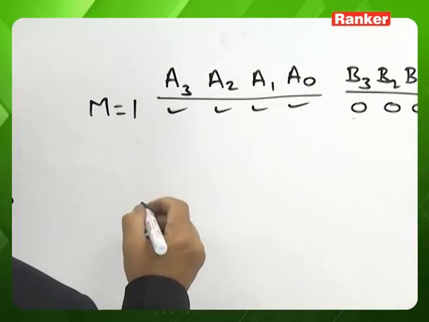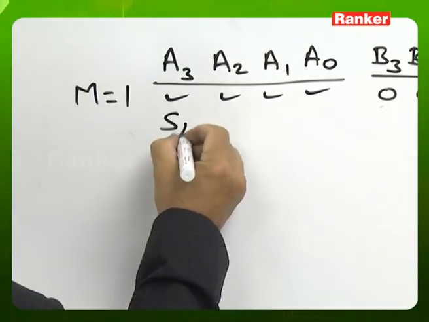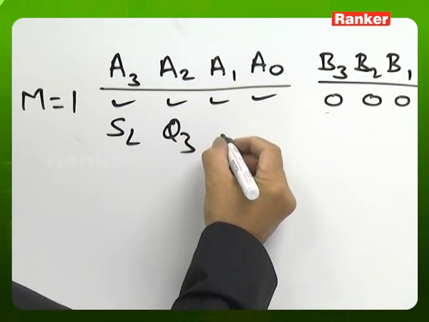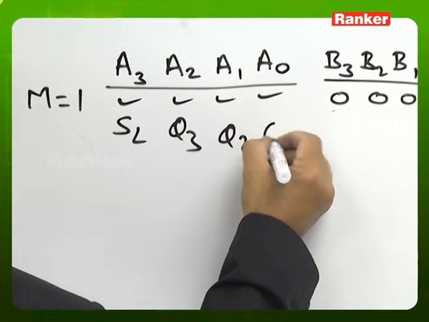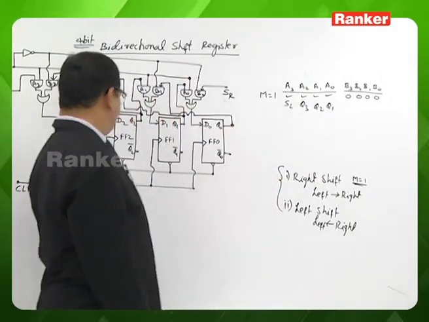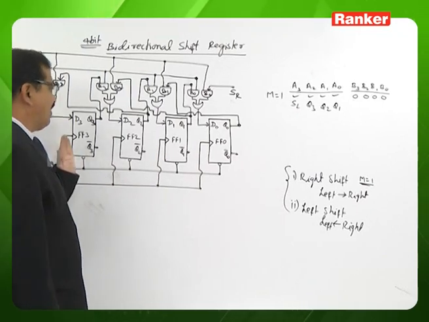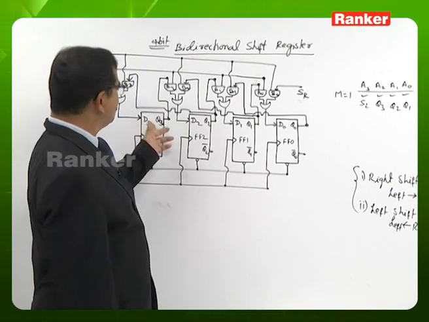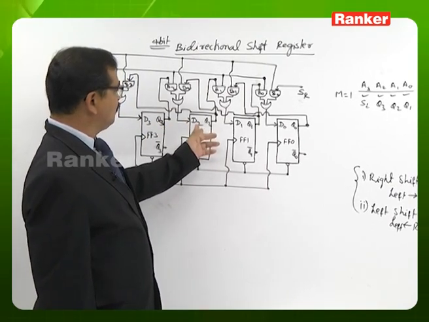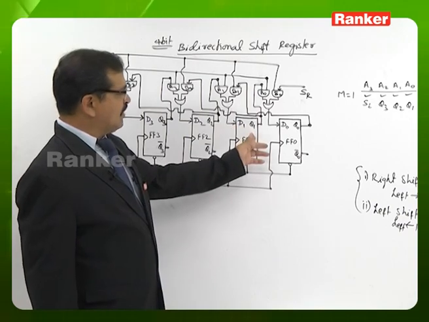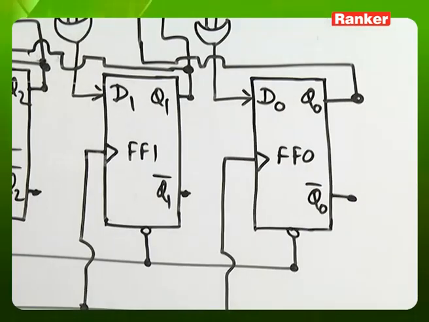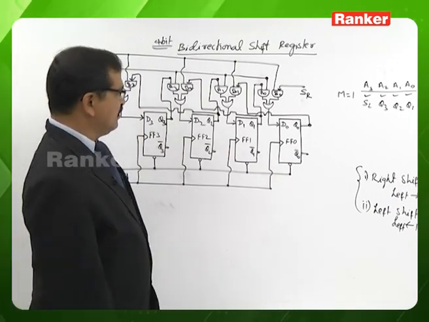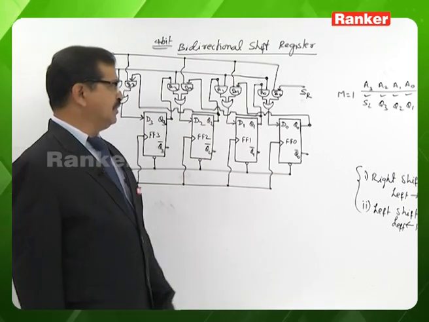Now A3 output is the serial left input, A2 output is Q3, that is the flip-flop 3 output, A1 output is Q2, and A0 output is Q1. At this point, if you apply the clock signal, the data enters the register: Q3 data is transferred to flip-flop 2, flip-flop 2 data is transferred to flip-flop 1, and flip-flop 1 data is transferred to flip-flop 0. So the circuit performs a right shift operation. With M is 1, we get the right shift operation.